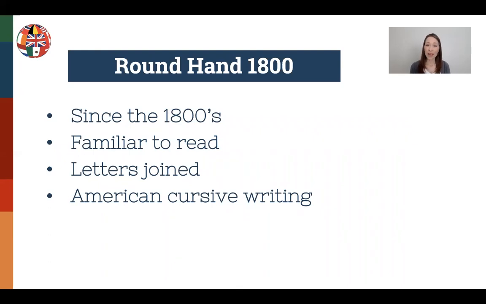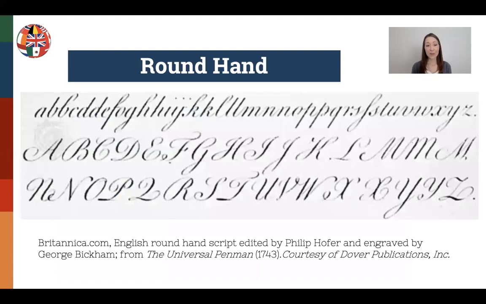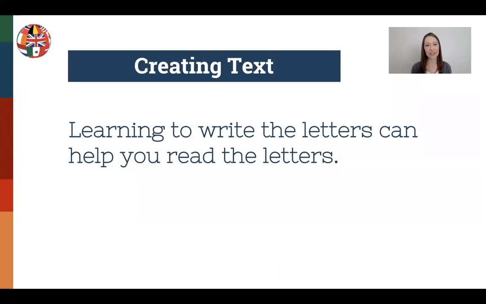Then we've got the round hand that has been around since the 1800s. It's really familiar for us to read. The letters are joined together like American cursive writing, and this is an example. And when I look at this, I'm like, yeah, I know what that looks like. I can figure that one out. That's not hard at all. There's a W, there's a U, there's a J. You know, I can cope with that one. So when you run into that one, it won't be hard at all to read it.